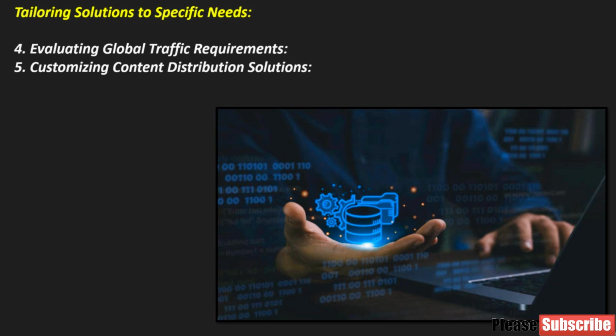Different types of content demand different distribution strategies. For static assets like images and style sheets, a robust CDN with caching capabilities may be sufficient. On the other hand, dynamic content may require a combination of CDN caching and real-time data retrieval from origin servers. So tailoring the content distribution solutions to the specific needs of the application ensures optimal performance and resource utilization.